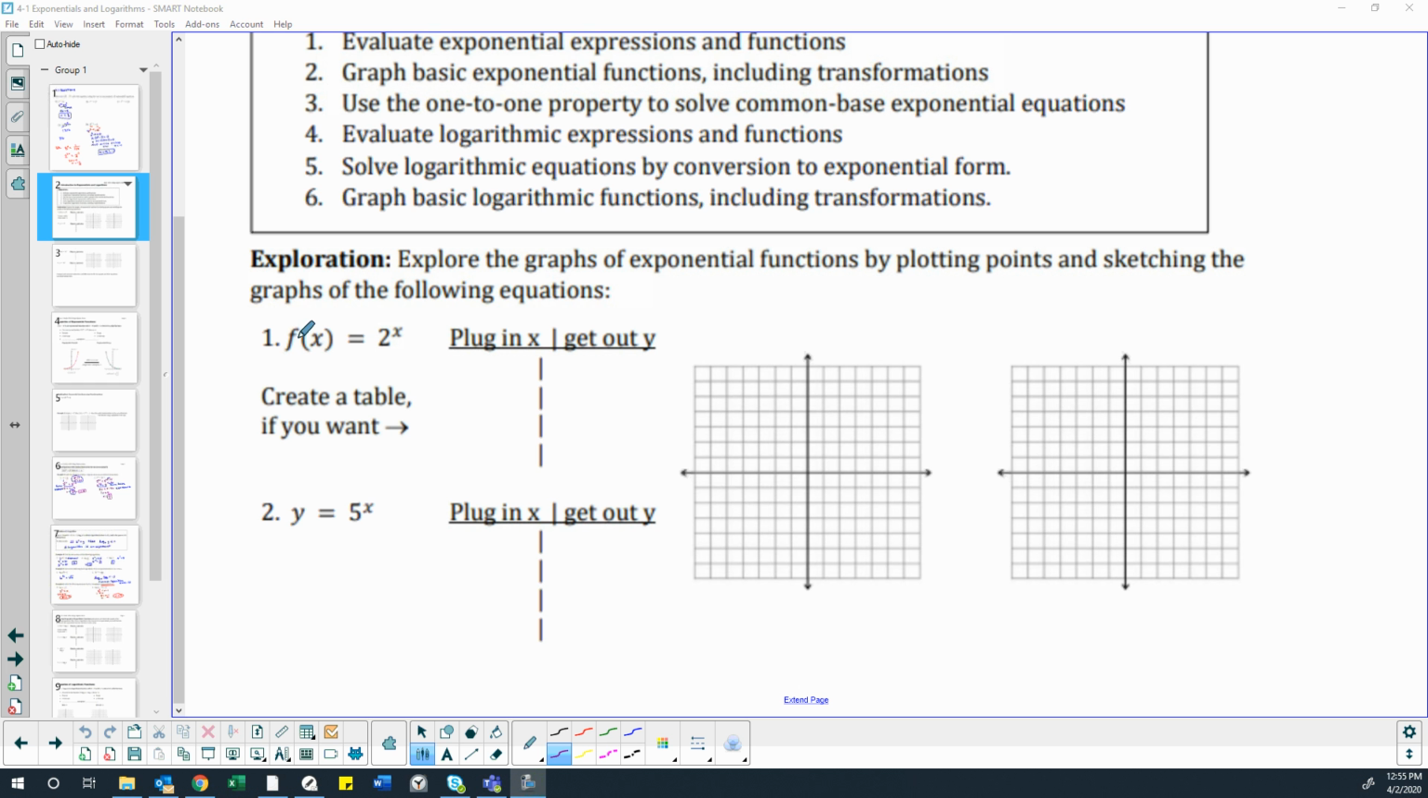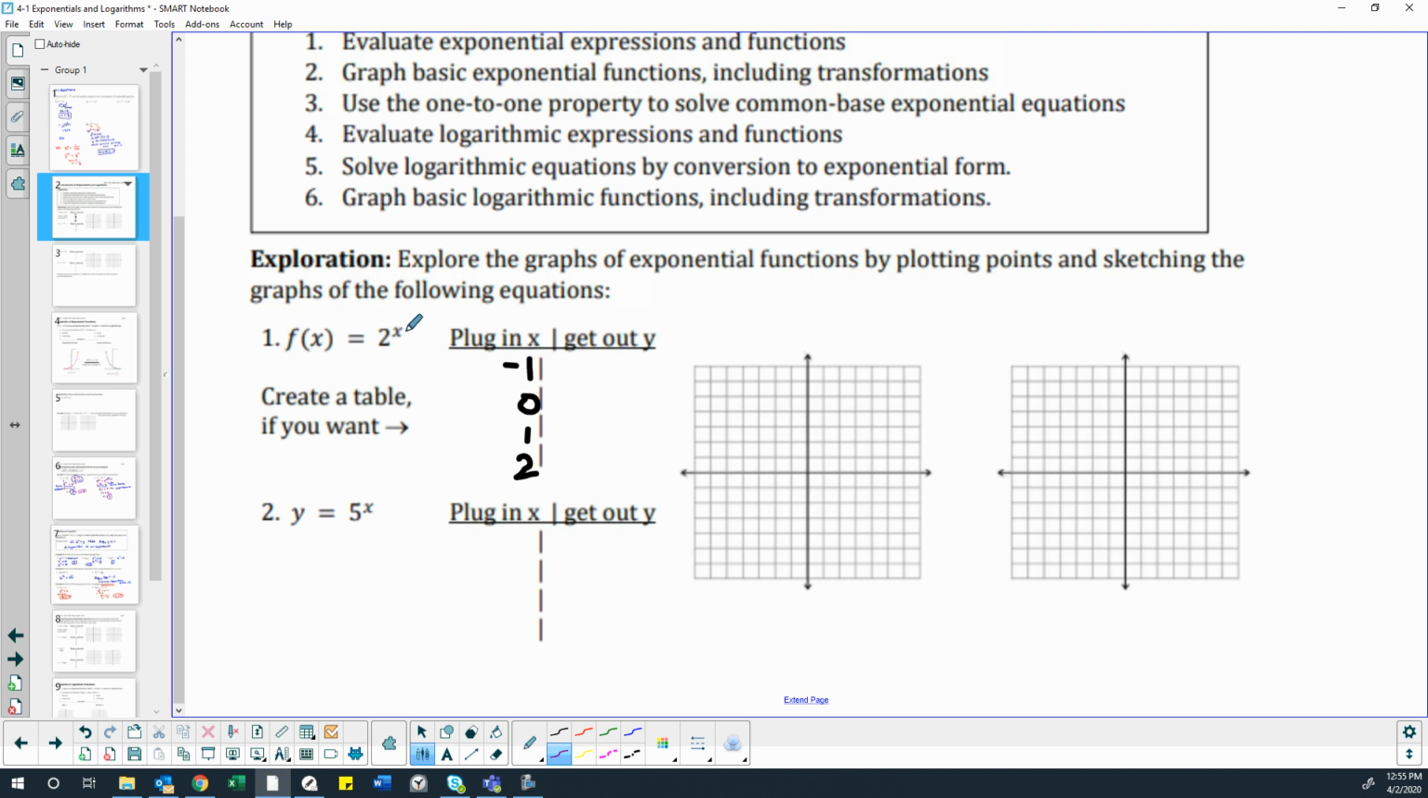Okay, let's start with y equals 2 to the x power. Base 2 would indicate a growth rate that doubles every day. So let's go ahead and plug in some numbers, maybe some negative numbers, some positive numbers. 0 is always a good number to plug in. When I say plug in, that means I'm taking the numbers that I'm choosing for x and plugging them into my formula and getting out a value for y.